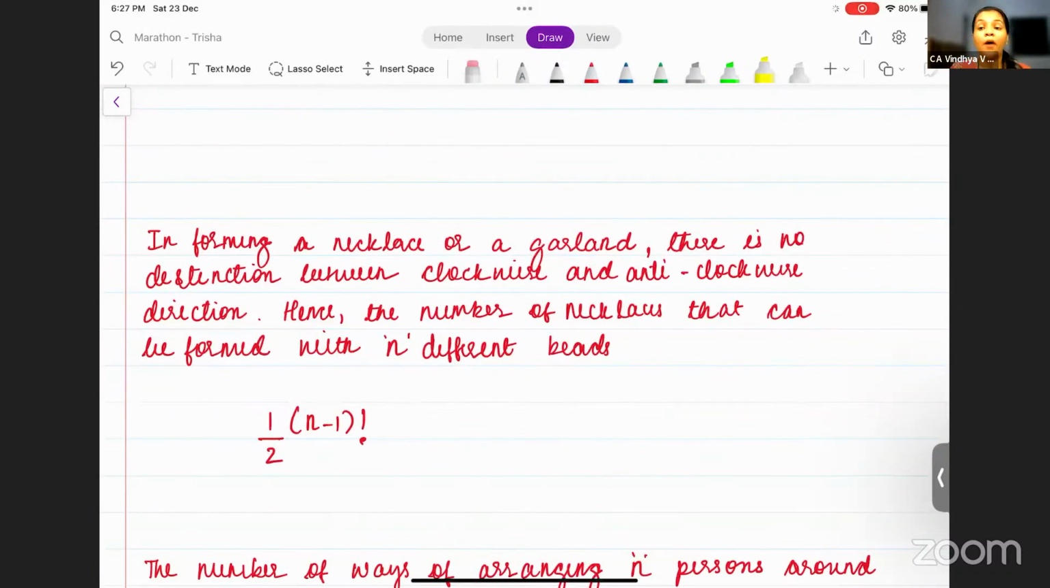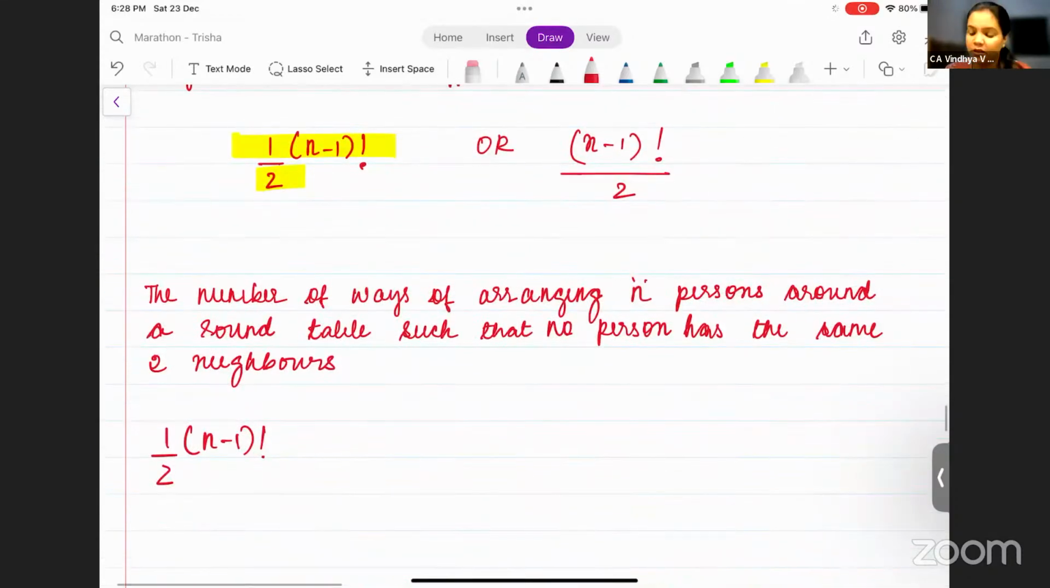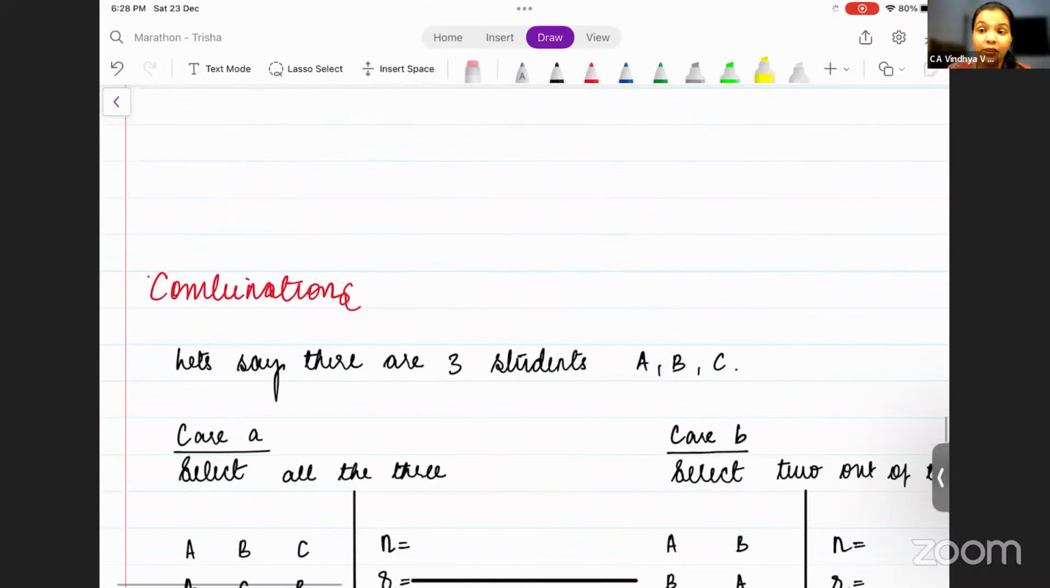Next, if you have to form a necklace or a garland, where there is no distinction between the clockwise and the anti-clockwise direction, then the formula is half of n minus 1 factorial, or it can also be written as n minus 1 factorial divided by 2. The same formula is used in one more concept, where if you're seated around a round table such that no person has the same 2 neighbors, then every alternate possible arrangement will get eliminated. Here also the formula is half of n minus 1 factorial. Okay. With this, we are done with permutation.